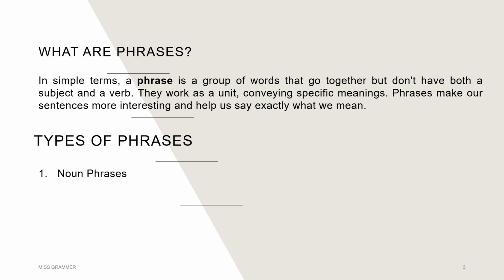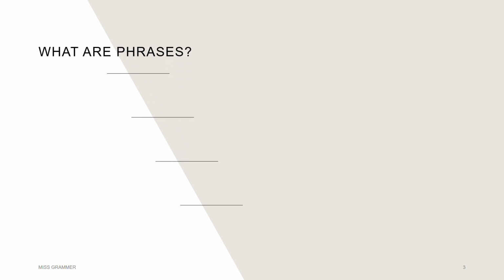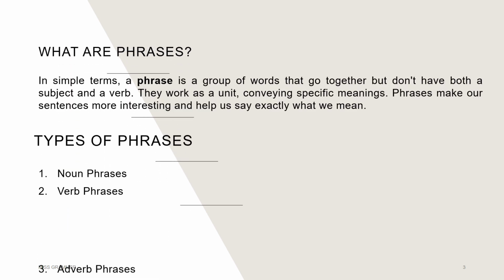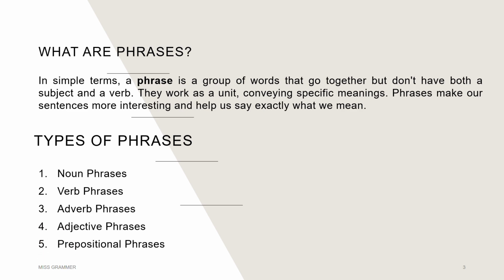Noun phrases, verb phrases, adverb phrases, adjective phrases, prepositional phrases, gerund phrases, infinitive phrases, appositive phrases. There are total 8 types of phrases in English grammar.